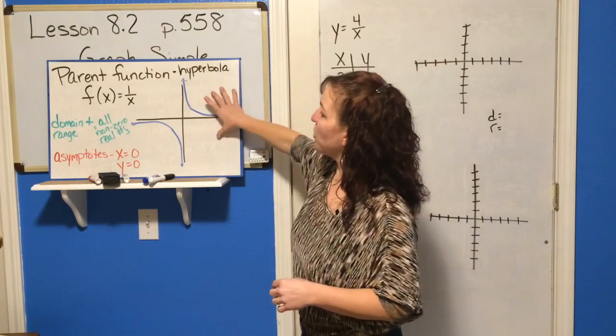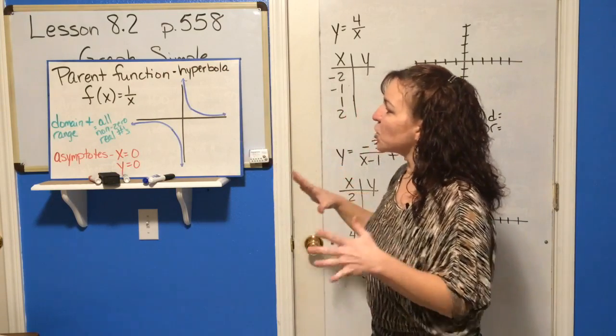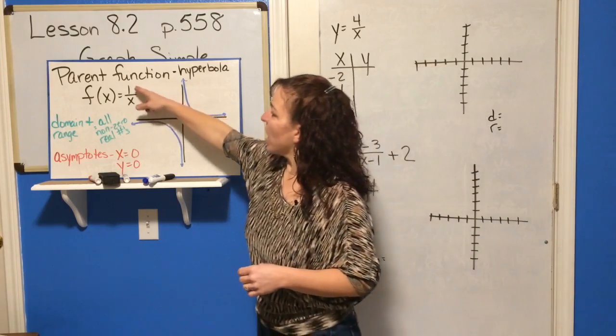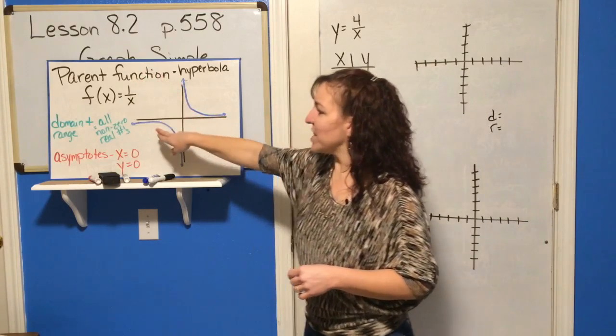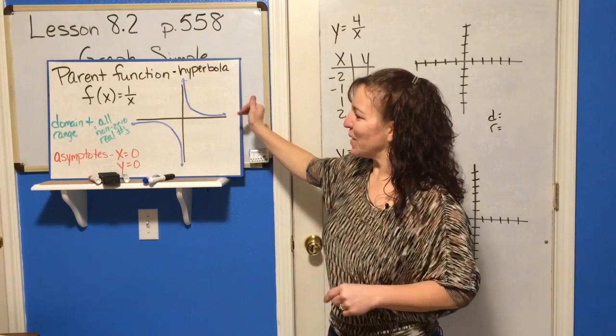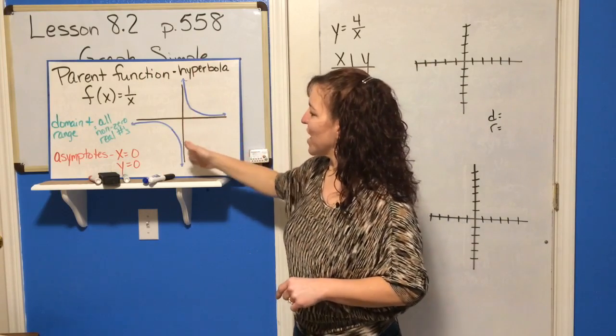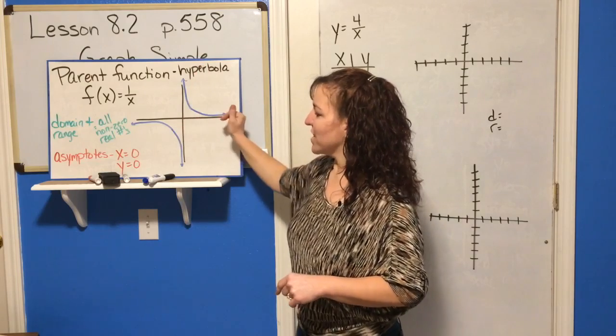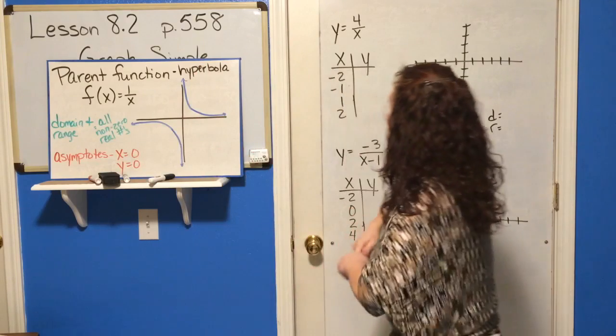So we can't actually go to the 0, but we can come right up to it. So this is what your parent function is going to look like. So anytime you just have a number over x, you're going to have the same domain. It's going to be all non-zero real numbers, and the asymptotes are going to be x is 0 and y is 0. So let's do one here.